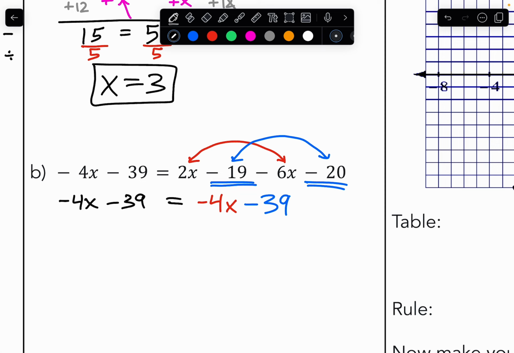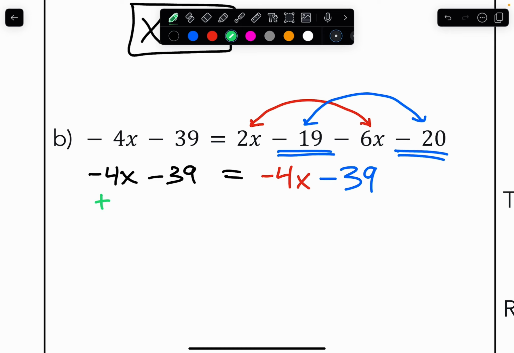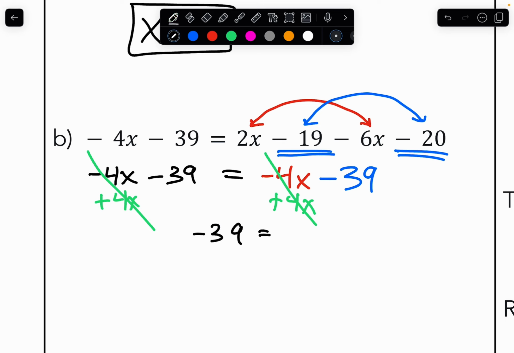Now here's the thing. You might notice something weird. Left side and right side of the equation are what? Yeah, they're the same. So there's going to be a special situation here. I'm going to do something that might be a little bit different than the way you do, and that's fine. I'm going to move 4x, or negative 4x, sorry, to the other side, but that's going to cross it off. And I'm going to get negative 39 equals negative 39.